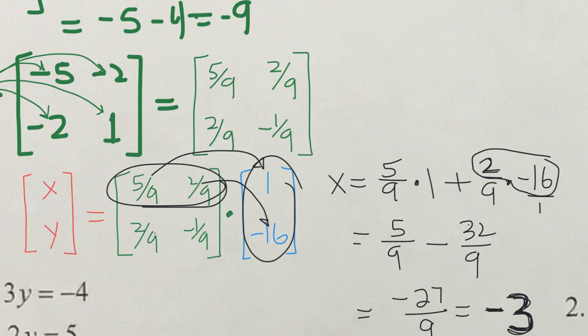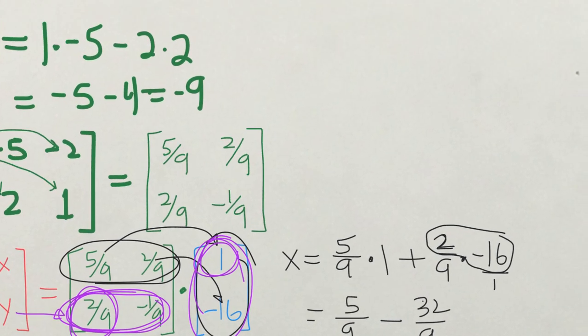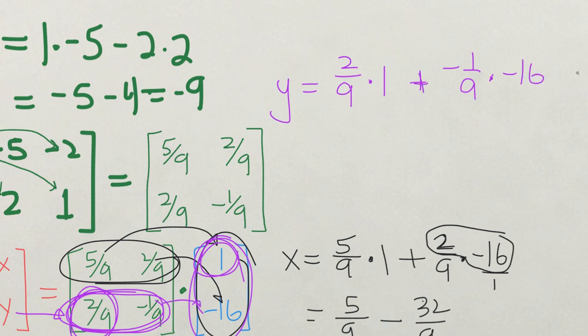And we're going to do the same procedure to figure out what our y value is. That's going to use this row. Y is the bottom row, this row times this column. First position times first position. So y equals 2/9 times 1 plus -1/9 times -16. Second term times second term, first term times first term. This is how we do matrix multiplication.